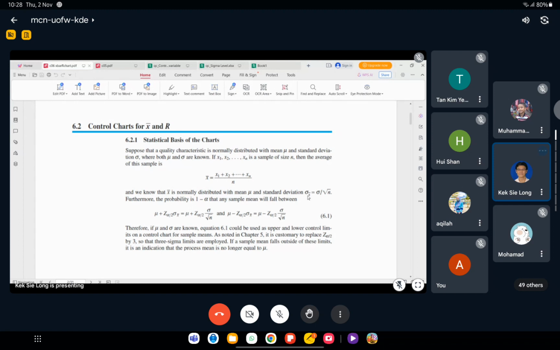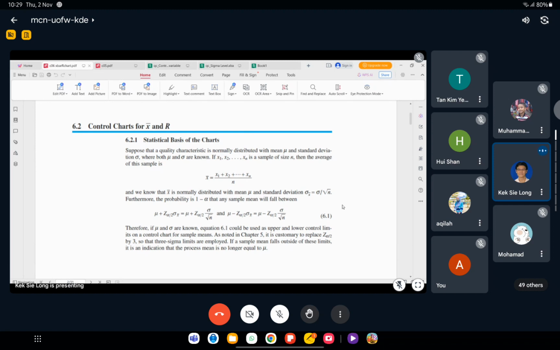And then sigma x bar is the standard deviation. For this sample standard deviation we should use the population standard deviation divided by square root of n. Or we can consider the sample variance: sigma x bar squared equals sigma squared over n, where n is the sample size. So we need these two pieces of information, the mean and the sample standard deviation.